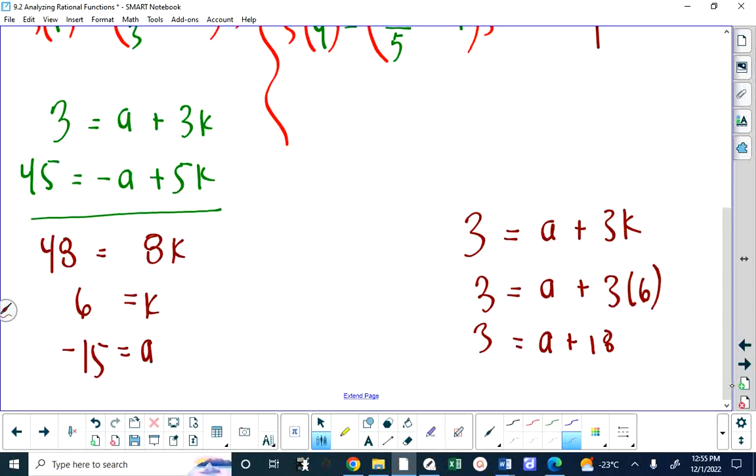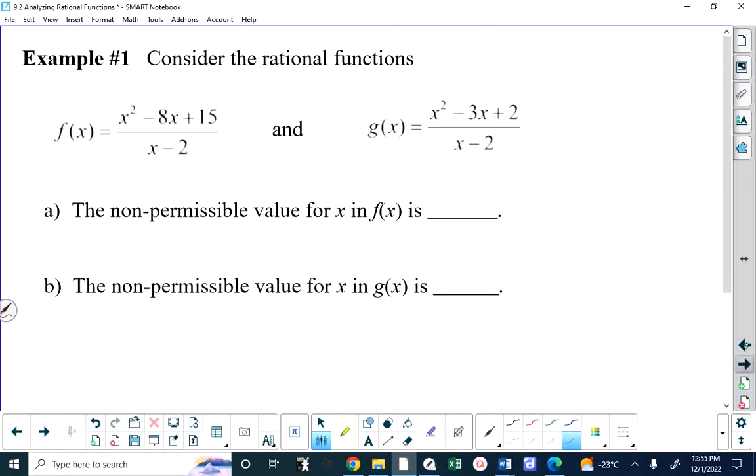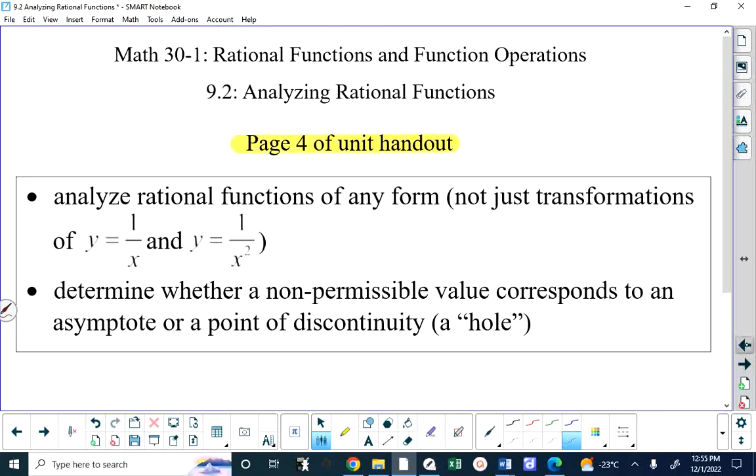Is that okay? Okay. Other questions? All right, we're going to move on and look at the next lesson in this unit, which is called Analyzing Rational Functions.